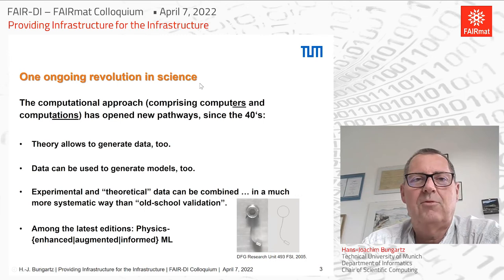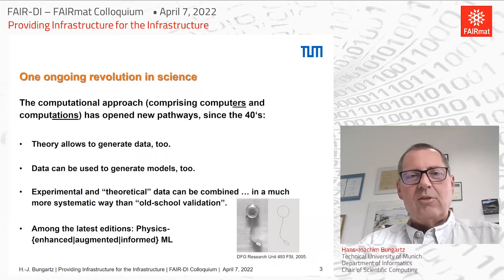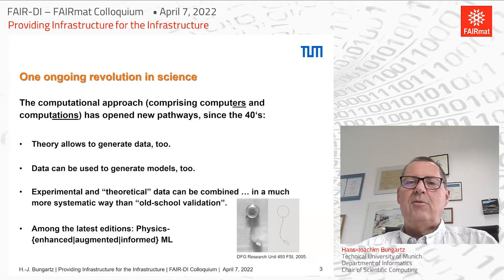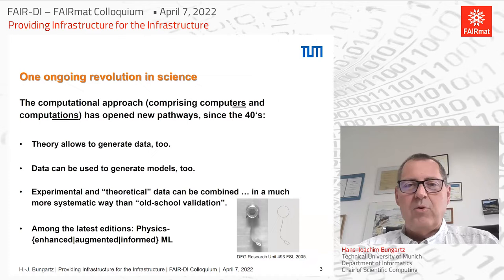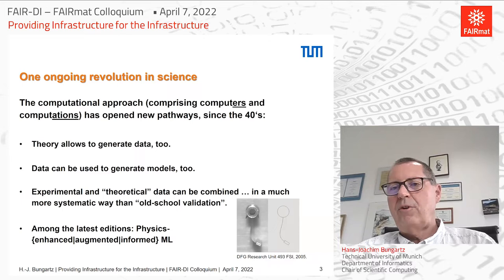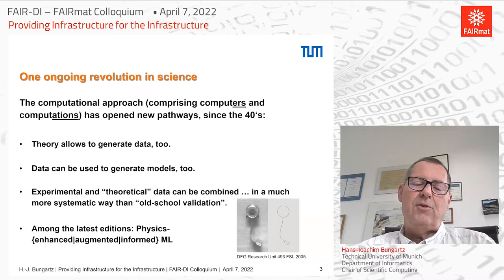I don't like to speak too often with this word revolution, but one ongoing revolution we have seen in science now for quite some decades is definitely this computational one, that we can use computers, and very important, not only the machines, but also of course computation. So the process is dealing with the machines to enhance science, and it has really opened new paths. The first thing probably was that theories suddenly became capable of generating data through simulations, for example. The more recent one is that data can be used to generate models. So first of all, data were just used to generate some kind of insight or result, and these days they are really used to also foster and support theory.